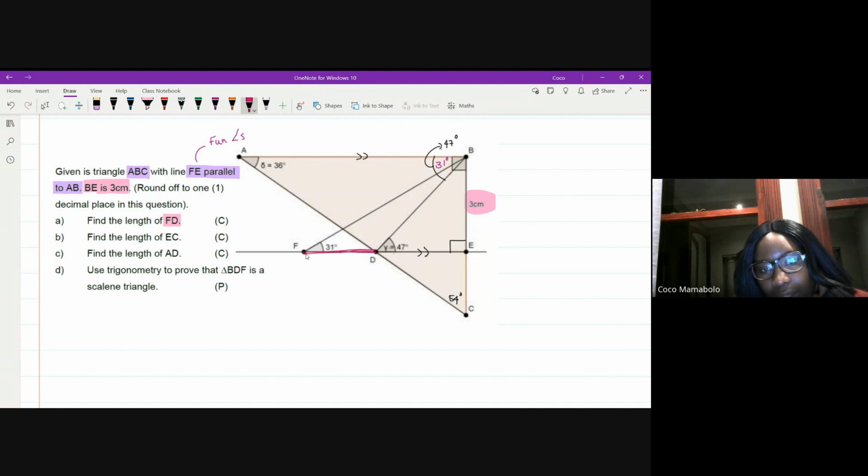Now, we've got a bit of an issue in that FD is not in a right-angled triangle. So we need to find another triangle that we can use in order to find what we're looking for. Who can tell me which two triangles we are going to use to find the length of FD? Good, you guys are on fire. We've got BEF, and we need another one. That's it, Tristan. Good, BDE.